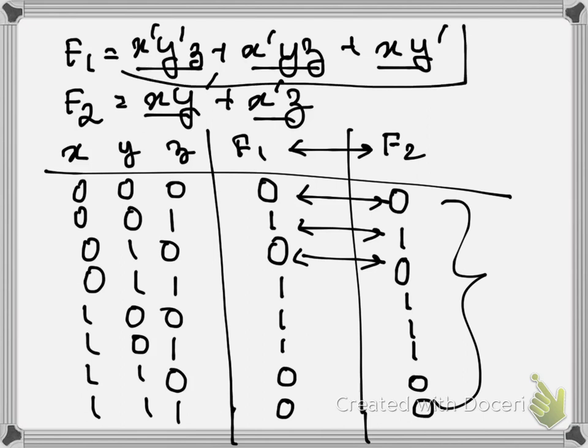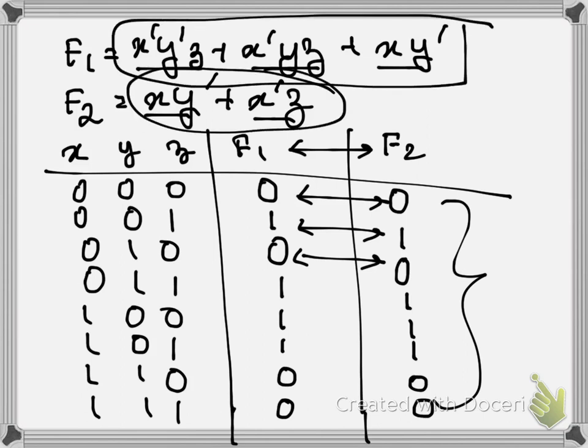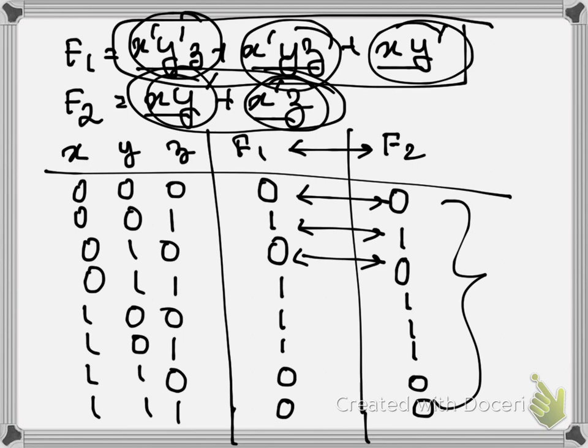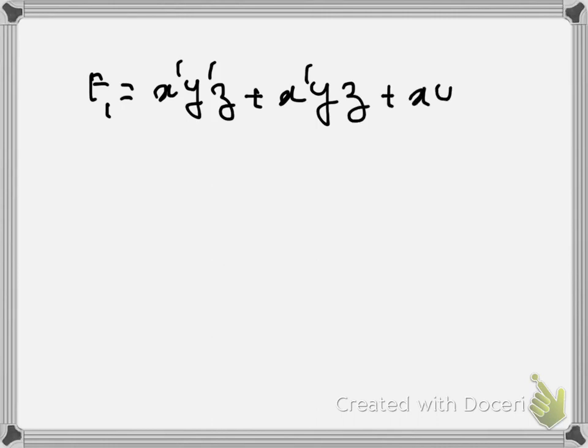But if you look at the Boolean expressions, these are different. You can see the difference between f1 and f2. The difference is that f1 has more terms. Each of these is called a term. This is a term, this is a term. So f1 has more terms, whereas f2 has fewer terms. Also, let me write f1 here again: x' y' z + x' y z + x y'. Each of these is called a term.